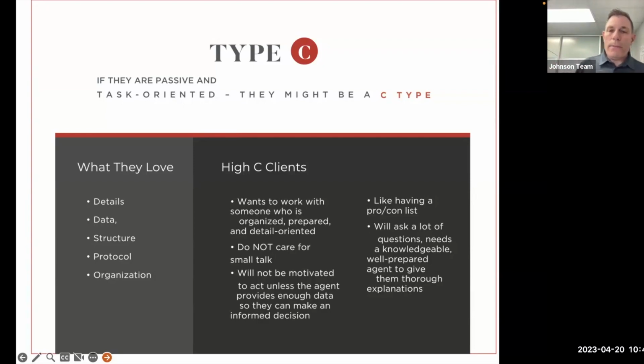Now, what you want to be mindful of with C's is that they are not going to tell you, yes, we're going to buy a house. They are going to go home and crunch the numbers and things like that. So what I would say to a high C is, when you went home and looked through the numbers, what do you think? What do you want to do? And then they'll come up with some analytical formula.